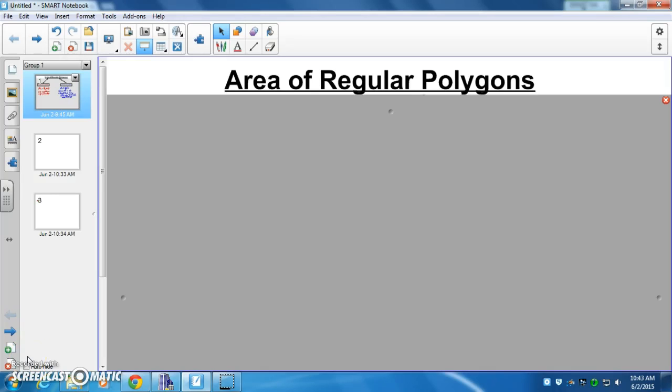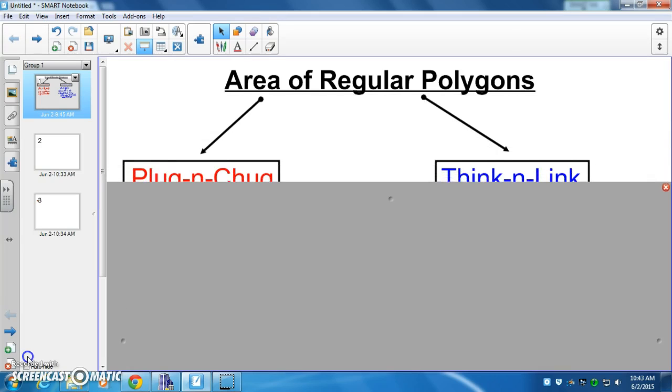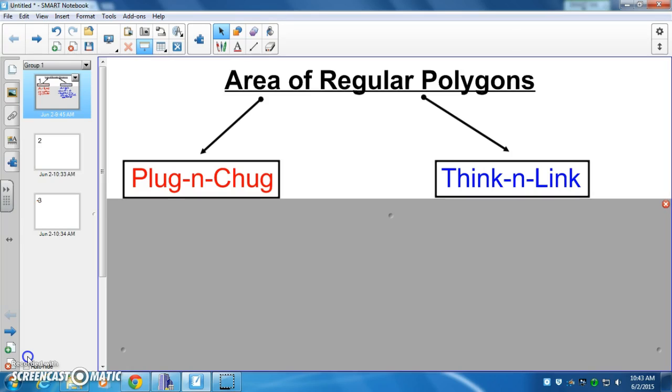So today we're going to be working on area of regular polygons. Now there's two ways to kind of look at it when you're trying to solve for that area. There's the plug and chug method and the think and link method. I'm going to focus on the think and link method because I think it'll be more conceptually understanding and it'll help you guide yourself through it more than the plug and chug.